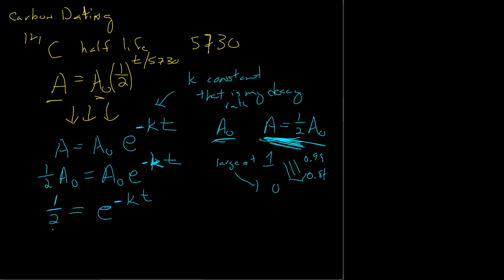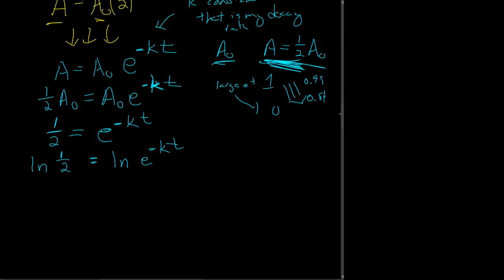All right. Well, I want to get my variables downstairs. So I'll take the natural log of this side, and I'll take the natural log of this side. That's okay to do. Right? Because if the left-hand side is equal to the right-hand side, and I put the left-hand side into the natural log, then putting the right-hand side into the natural log should be equal. Okay, that's the joy of equality.